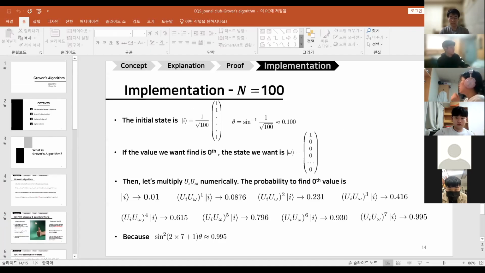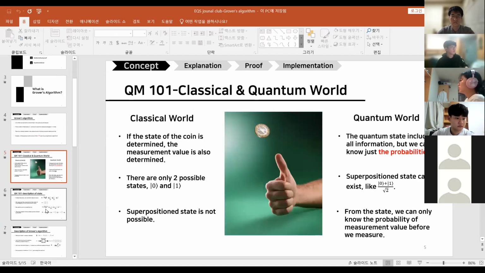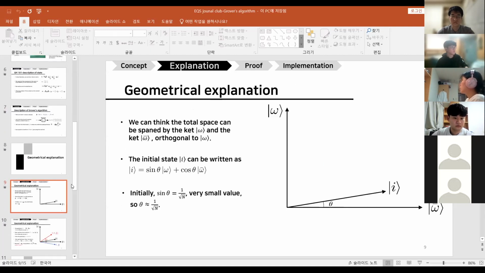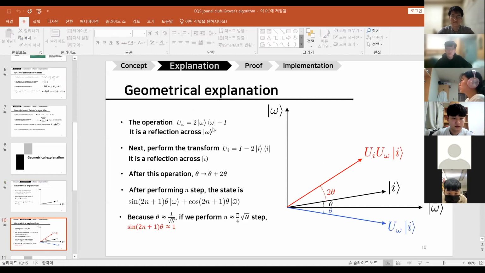Oh, may I ask you a question? Sure. Thank you for your presentation. I have a question about the geometric representation. I don't understand how UI is like the reflecting matrix. This term? Yes. Can you explain it again?